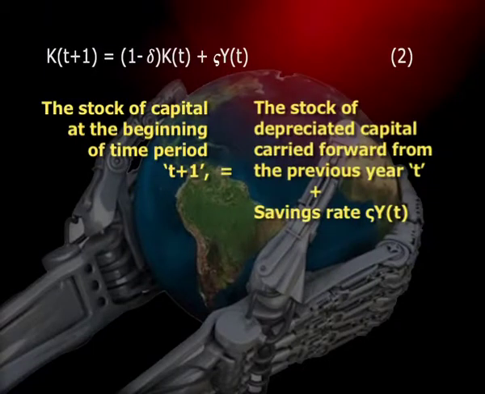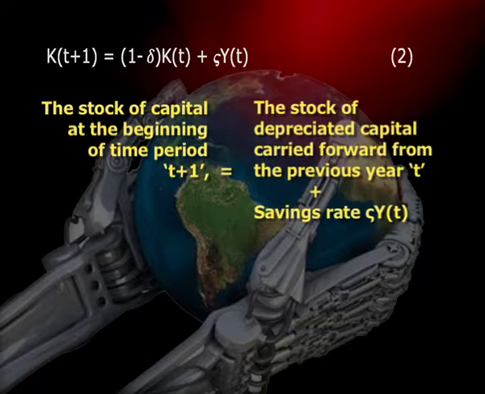The capital stock per worker increases due to savings and decreases due to depreciation and an increase in the labor supply. We can use the Harrod-Domar equations to explain this. Recollect the equation in the Harrod-Domar model as K in time period t plus 1 is equal to 1 minus small delta into Kt plus sigma into Yt.